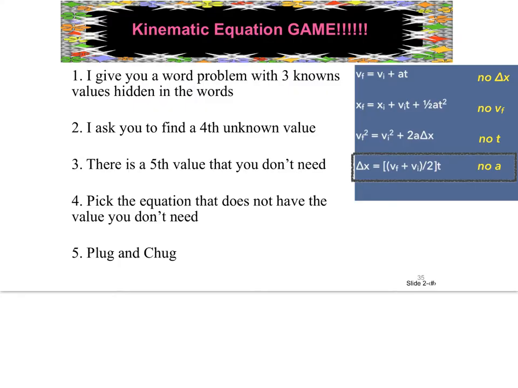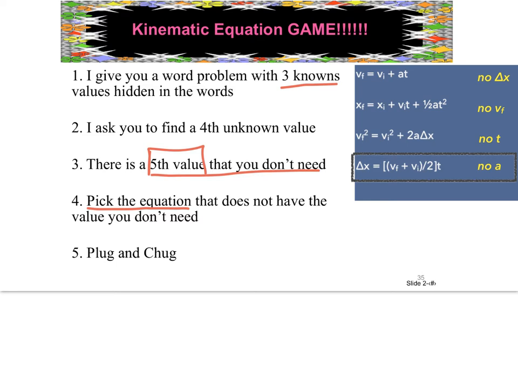It plays like this. I give you a word problem. There are five possible values in the word problem, but I will only give you three. I will give you three knowns that are hidden in the words. I will ask you for a fourth variable. That's what you're going to be solving for, but there's going to be a fifth variable that you do not need. Identifying this one is the key, because you're going to pick the equation that does not have the value you do not need. It sounds like a double negative, but I can't figure out a different way to say this. Pick the equation that does not have the value you do not need.